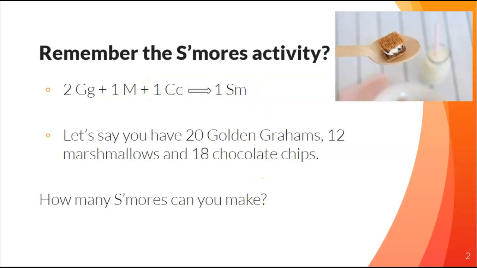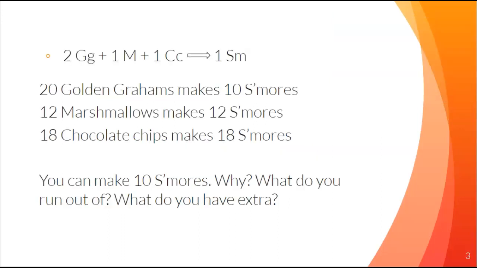And remember, you had questions like, let's say you have 20 golden grams and 12 marshmallows and 18 chocolate chips. How many s'mores can you make, right? This is one of the questions you did. And you guys figured it out without a problem, right? You said, oh, okay, well, if I got 20 golden grams, that makes 10 s'mores. If I have 12 marshmallows, well, you need 1, so that makes 12 s'mores. And 18 chocolate chips mean 18 s'mores. So, well, as it turns out, I can only make 10 s'mores, right?